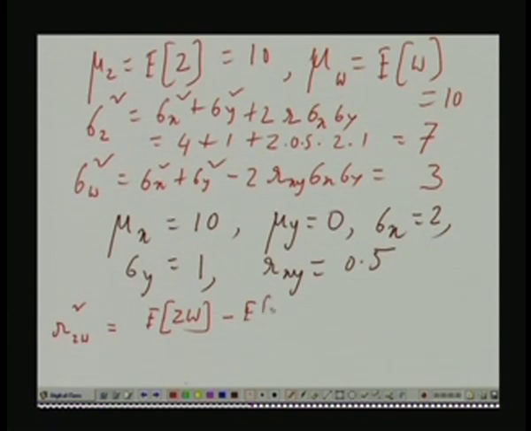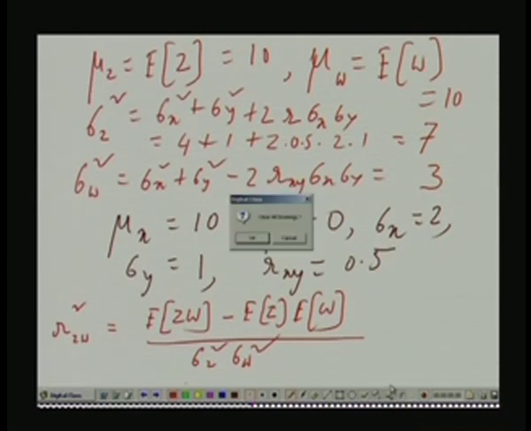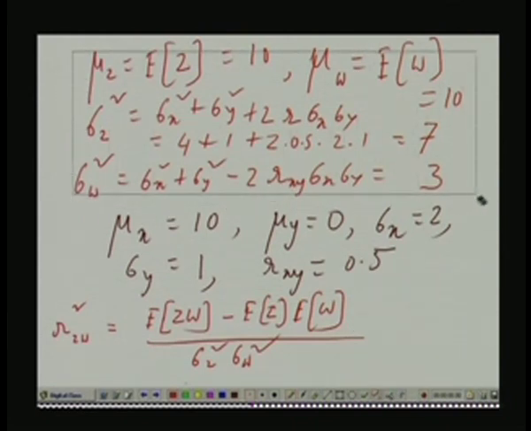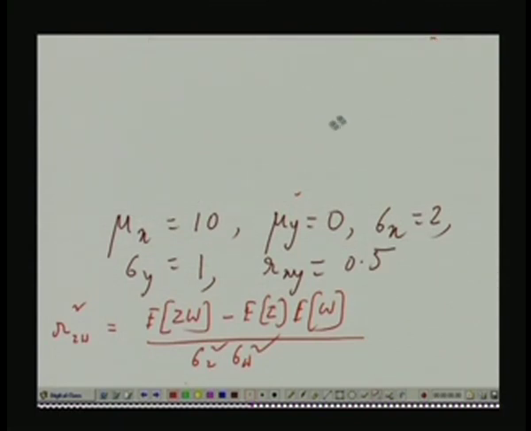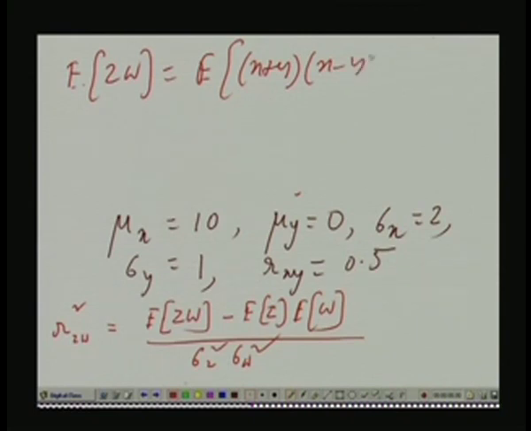Minus E z, that is the mean of z, times E of w, divided by sigma z squared sigma w squared. What is E z w? This you have to find out. Okay, what is E z w? Break it up: x squared minus y squared. So, E of x squared minus E of y squared.